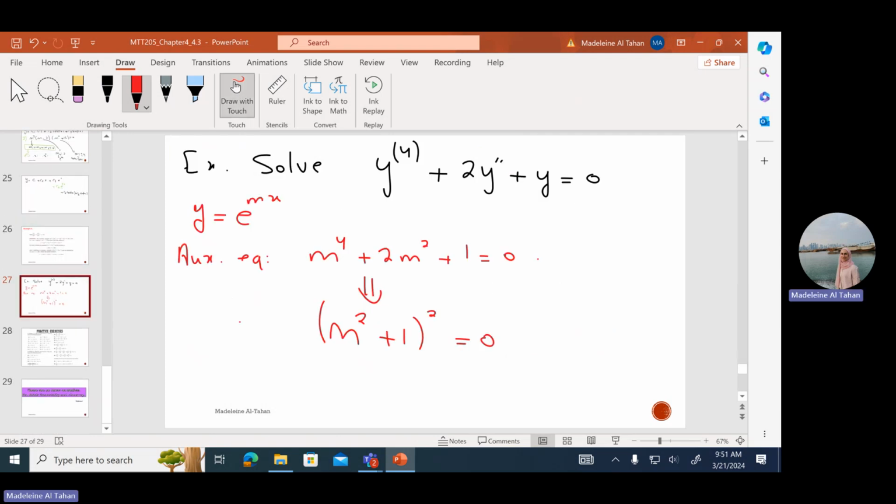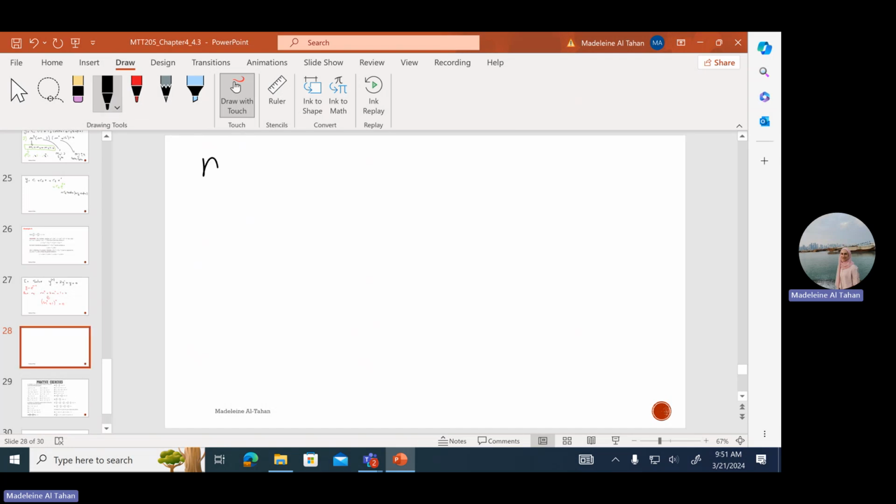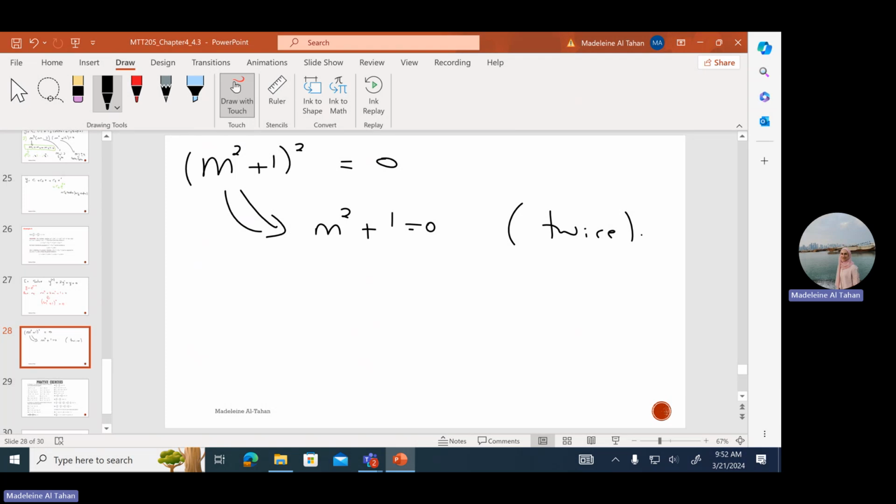Okay, how do you continue on? What does this one mean? So we got here m squared plus 1 squared equal to 0. What does this one mean? M squared plus 1 equals 0. How many times does it get? Twice. Why did I write it twice and not 3 times? Because it's power 2. If m squared plus 1 power 3, you write 3 times.